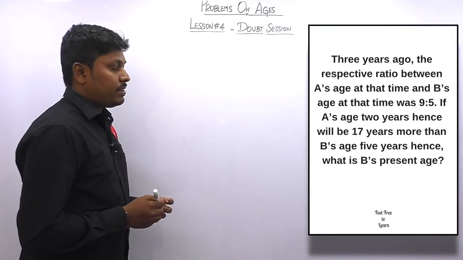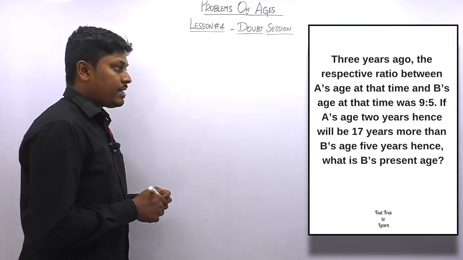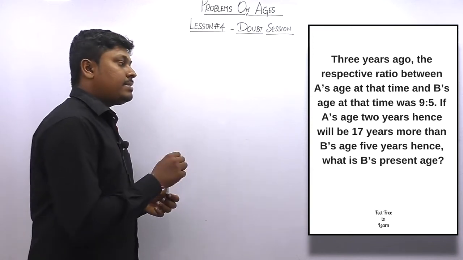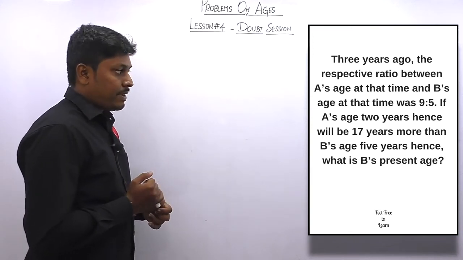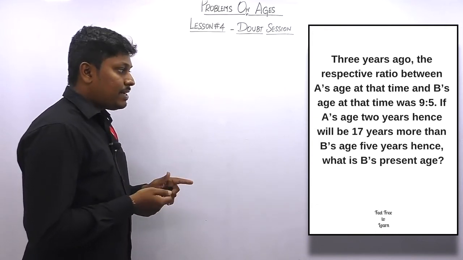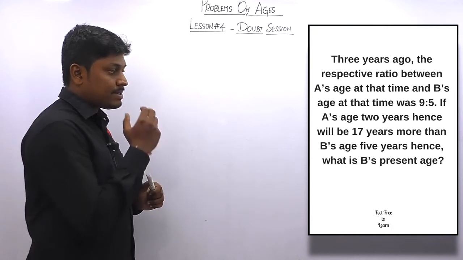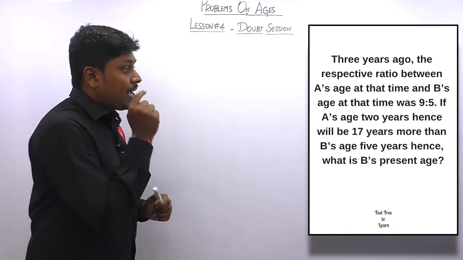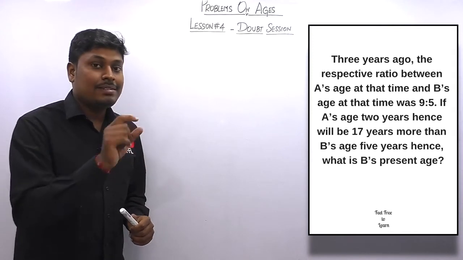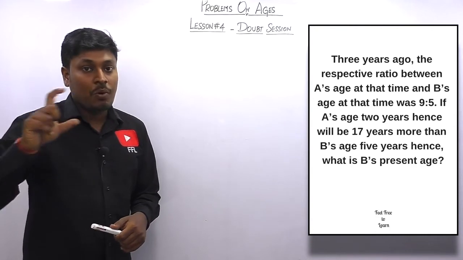Last, 10th question. 3 years ago, the respective ratio between A's age at that time and B's age at that time was 9:5. If A's age 2 years hence will be 17 years more than B's age 5 years hence, what is B's present age? So listen carefully. Again we find there is a comparison between two persons. Age is compared. Listen here. A's age is 17 years more than B.